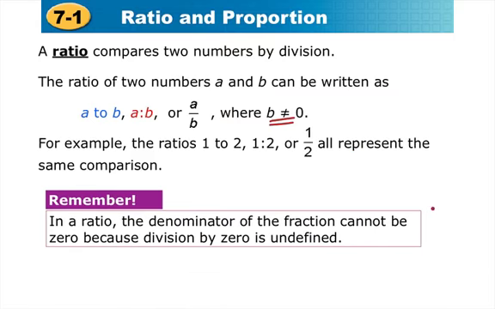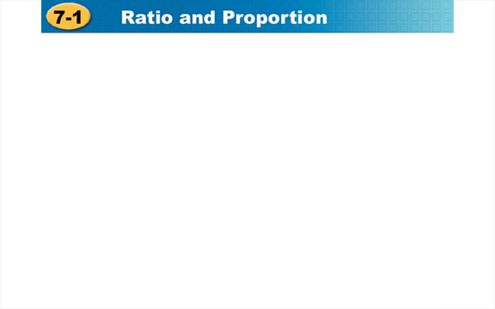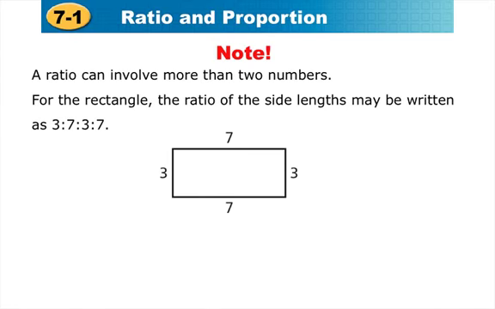And here are some examples that you can read. Just remember this. And moving on to the next slide. Just a note, follow along. A ratio can involve more than two numbers. For the rectangle, the ratio of the side lengths may be written as follows: 3 colon 7 colon 3 colon 7.